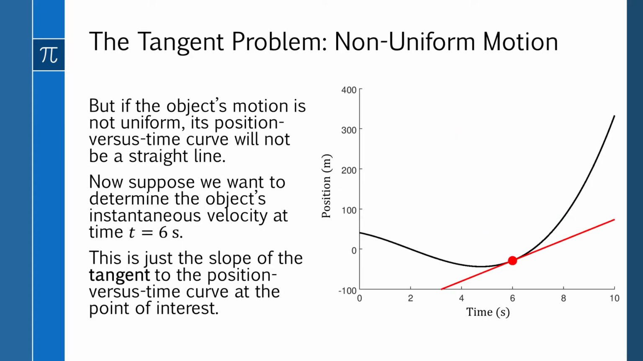Now, if the object is moving non-uniformly, you don't get a straight line anymore. You get something curvy. And again, curves cause trouble. So suppose you want the instantaneous velocity at the instant time equals 6 seconds. The way to do that is to draw a tangent to the curve. You draw a tangent to the curve and you get the slope of that.